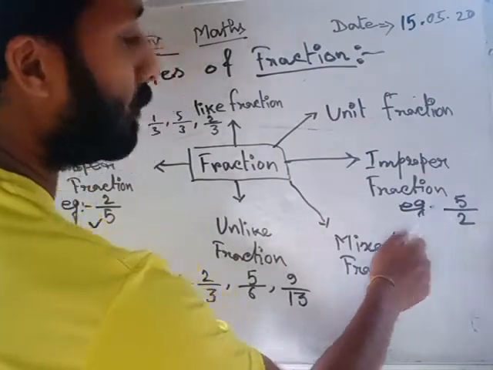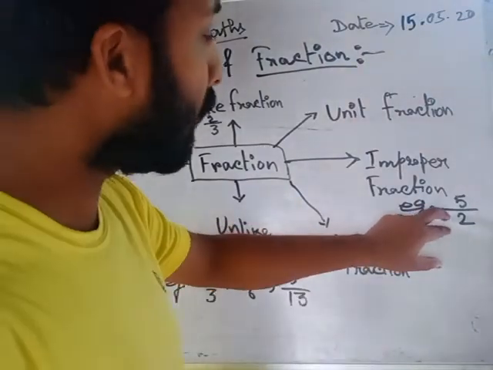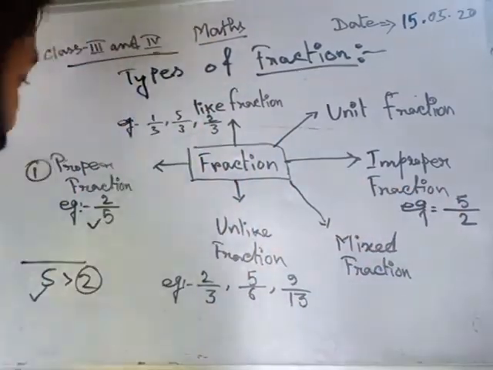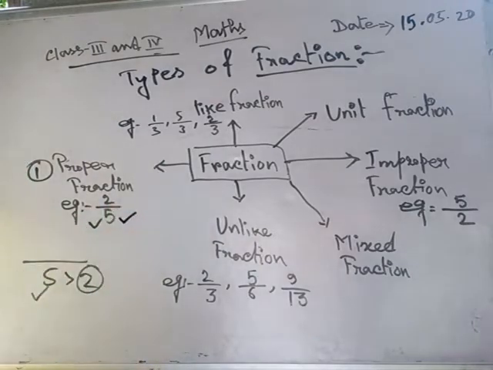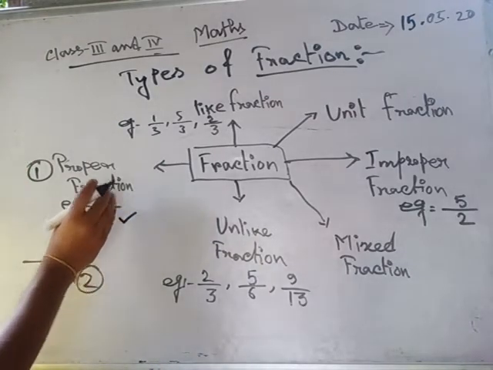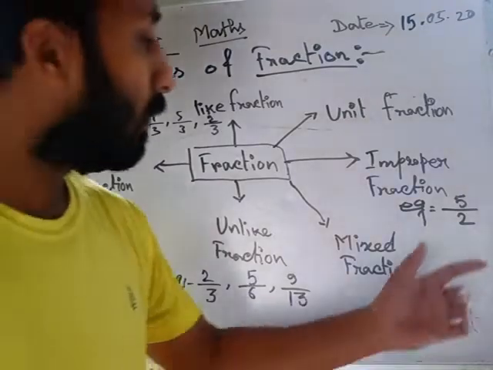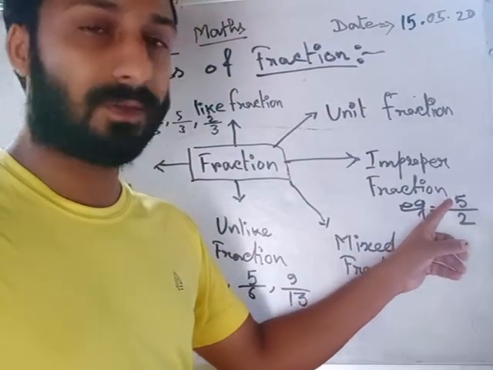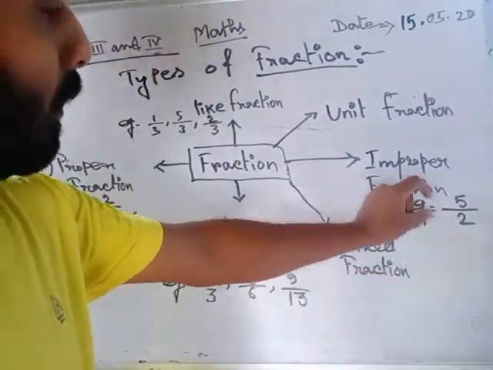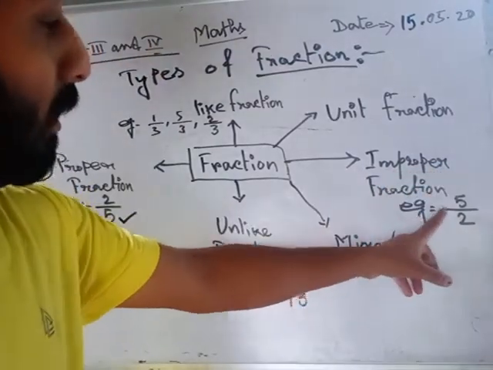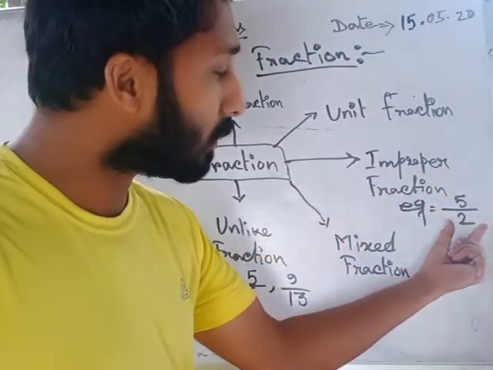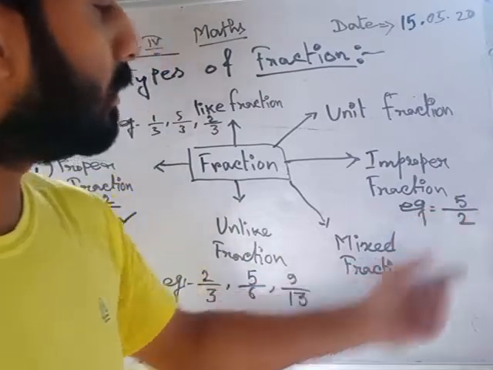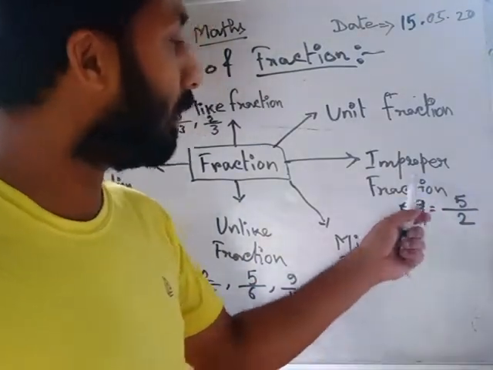Suppose it is 5 by 2. That means the denominator is smaller than the numerator. If the lower portion of the fraction is greater, it is a proper fraction. The lower portion is called the denominator and the upper portion is called the numerator. If the lower portion of the fraction is smaller than the numerator, the upper portion, it is called an improper fraction.